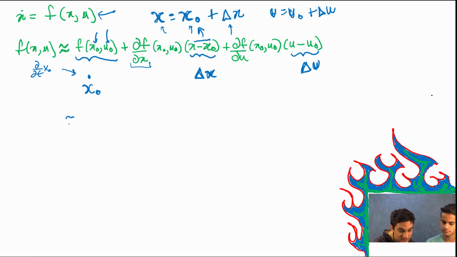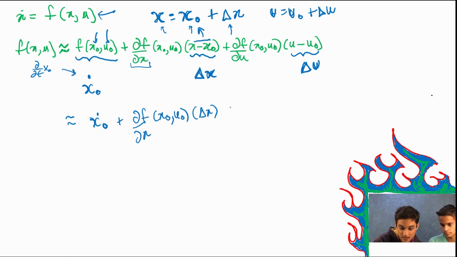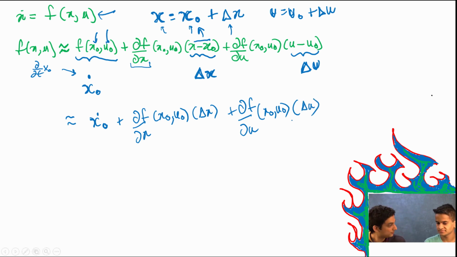Okay. So now we've basically reduced this to x0 dot plus partial df over dx, which is just a notation for the Jacobian, evaluated at x0 u0, times delta x, plus df over du at x0 u0 times delta u. Cool? Cool.